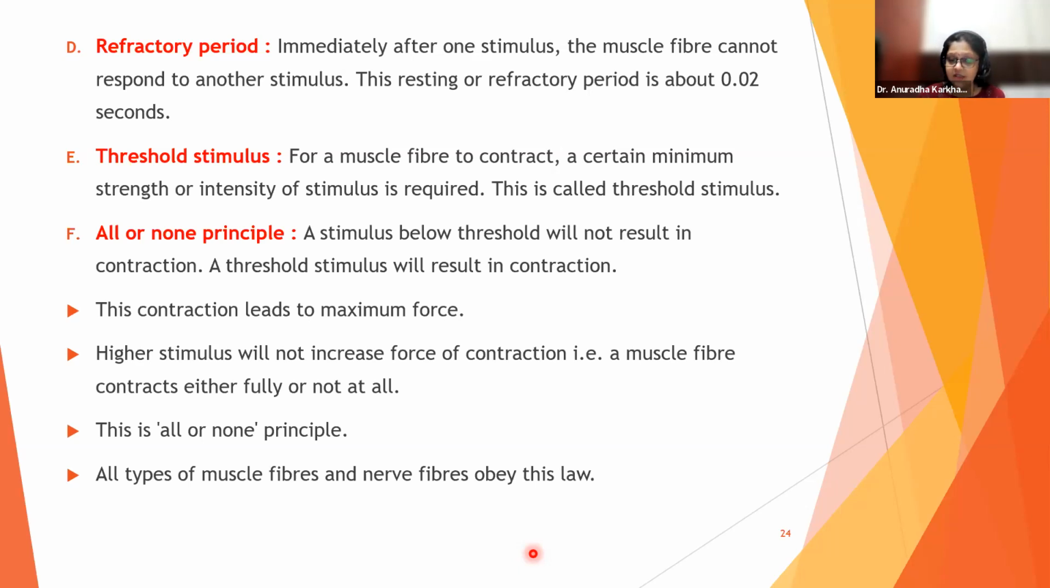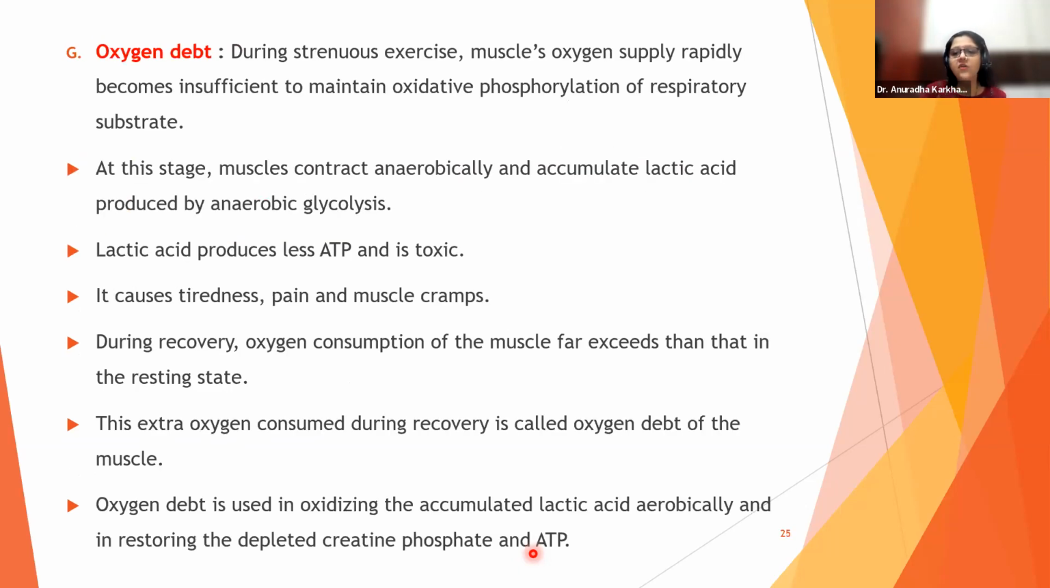Understood this 6. Now comes the 7th and the most important one, beta. That is called oxygen debt. It can occur due to any reason. Oxygen debt: during strenuous exercise, the muscles' oxygen supply rapidly becomes insufficient to maintain oxidative phosphorylation of respiratory substrate. I hope you all understand the words oxidative phosphorylation and respiratory substrate.